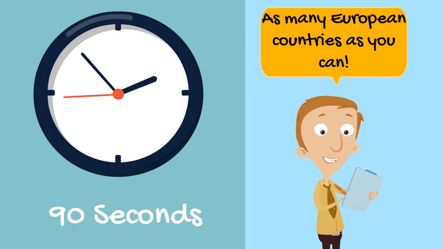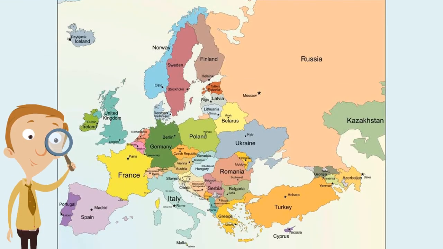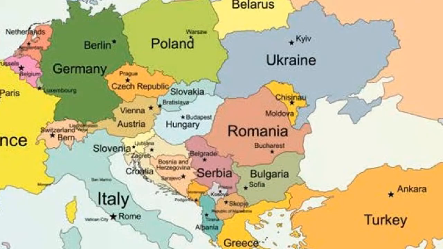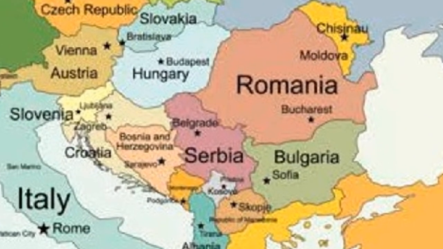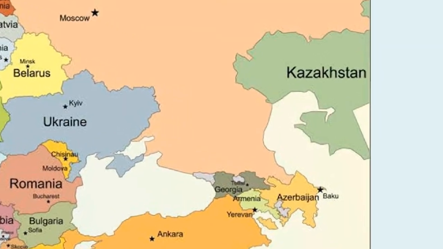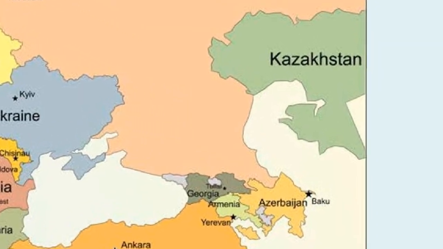Well, how did you get on with that? I'm sure you got some of the very well-known ones like France or Spain or Ireland or the UK. But did you get any of the lesser-known ones? Take a look at all these small countries around here. These are some of the newest countries in all of Europe. Did you get any of these? And what about this area of Europe? This one was a surprise even to me.